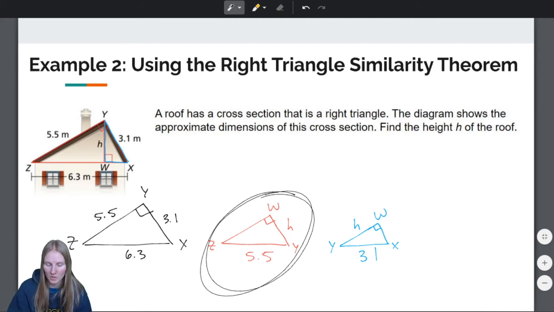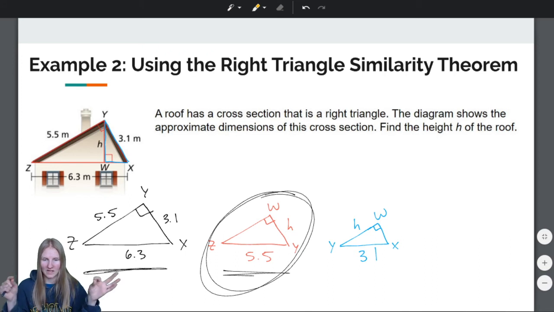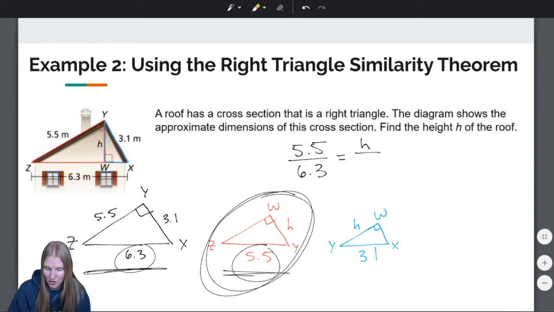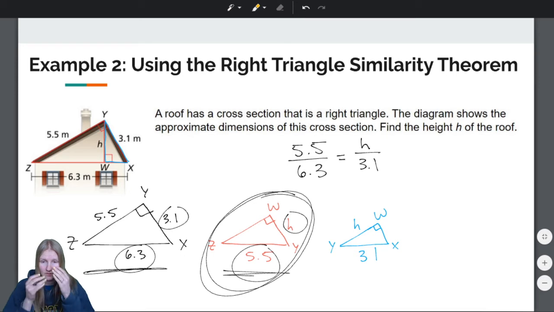But I know that the side on the top right, these are corresponding sides, so they need to be proportional. And the bottom sides, the bottom of the roof, the width of the house, also need to be proportional. So the ratio, if I'm comparing 5.5 to 6.3, needs to be the same as h to 3.1. This is exactly like chapter 8, 8.1, 8.3. Yes, sides are proportional.